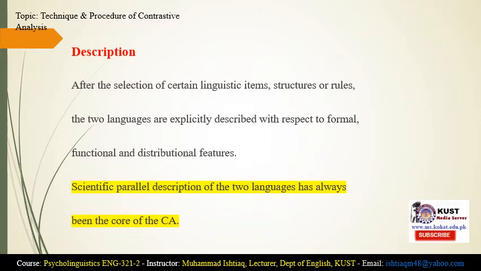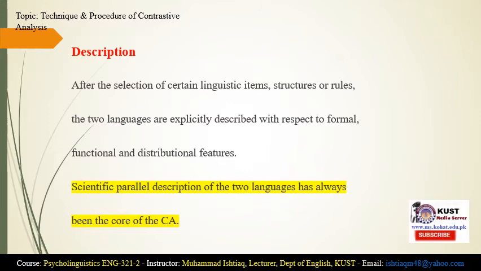So next is description. When we have selected certain areas of difficulty, it can be at any level: phonological level, morphological level, syntactic level, semantic level, whatever the level is. Then we have to describe the level, describe the problem, describe the features. How? After the selection of certain linguistic items, it can be discrete items, or it can be a complete structure, or rules or patterns. It can be a single item or discrete items. It can be a complete structure or structures. It can be some rules.